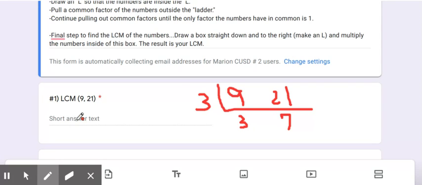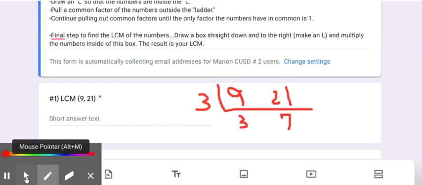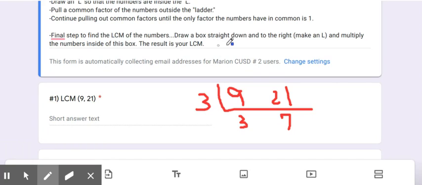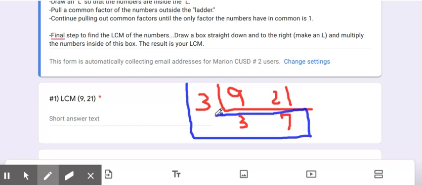I want the LCM. And so here's where the difference is when doing the GCF as compared to the LCM. Since I want the LCM, I tried to write it in words here, draw a box straight down and to the right to make an L. So straight down and to the right to make an L. You see how this box in blue forms an L? I need to multiply all of these numbers together to get the LCM.